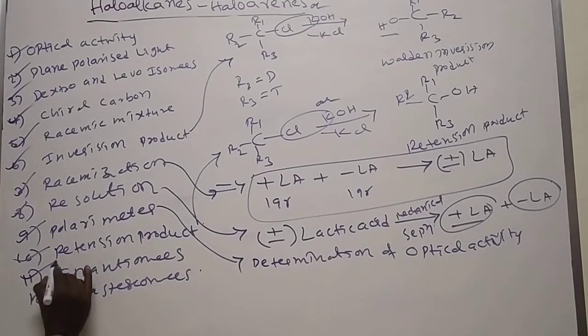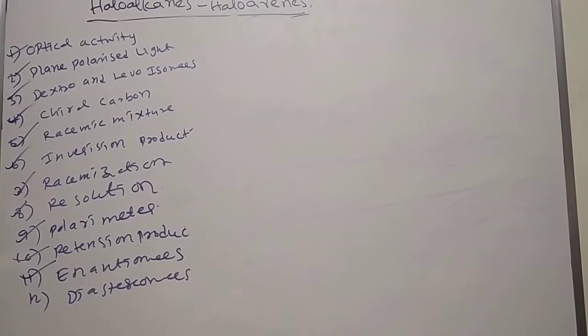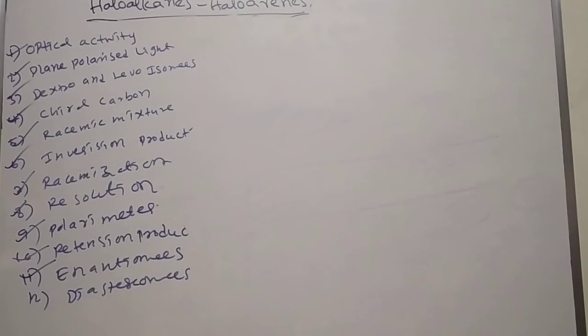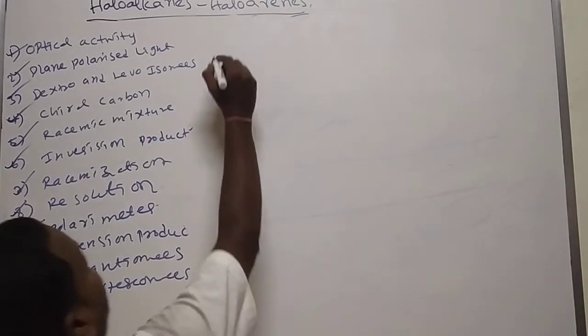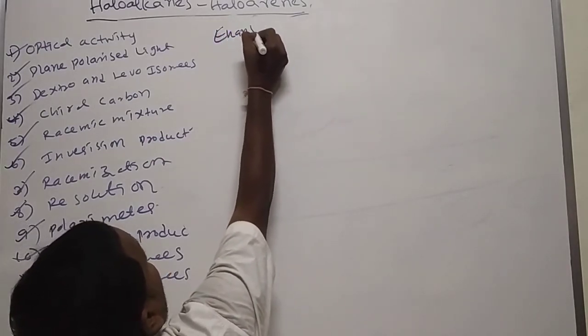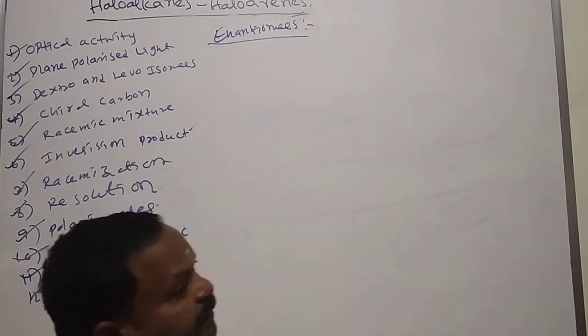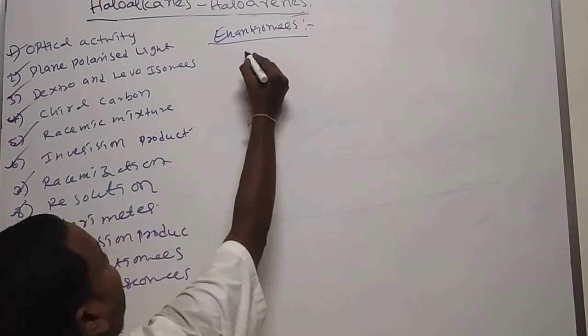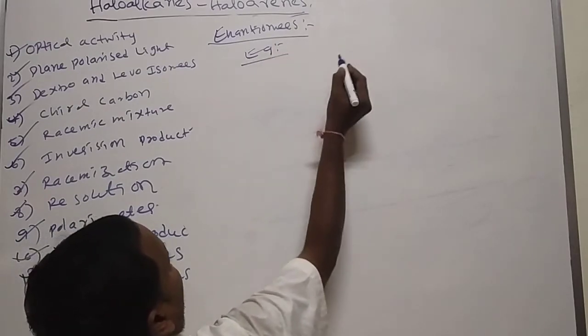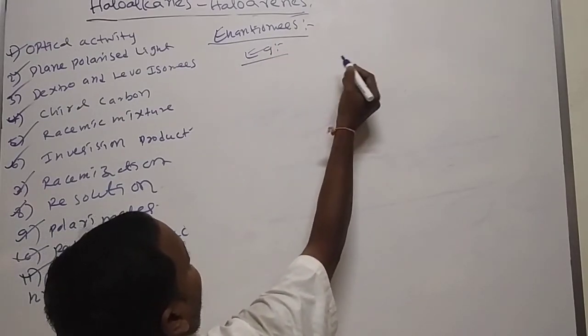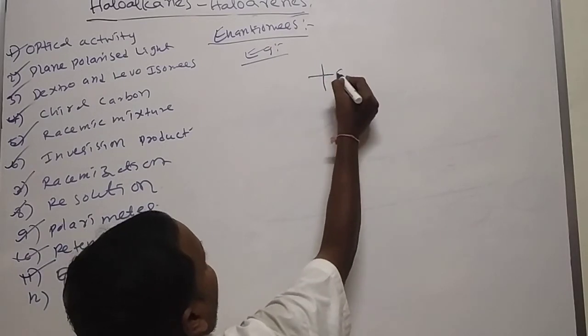Then, in continuation, we will see the enantiomers. What are the enantiomers? The non-superimposable mirror images are called enantiomers. What are enantiomers? The non-superimposable mirror images we call enantiomers. Example for enantiomers: here I am taking lactic acid.